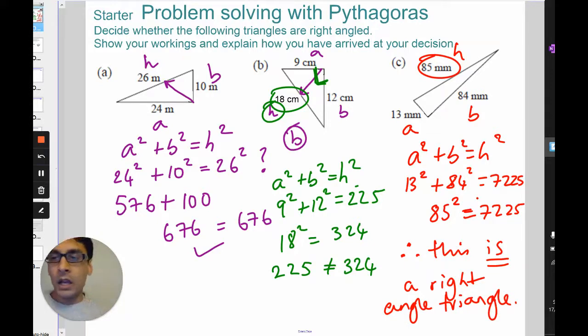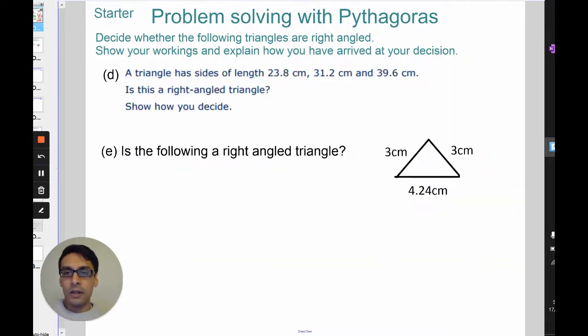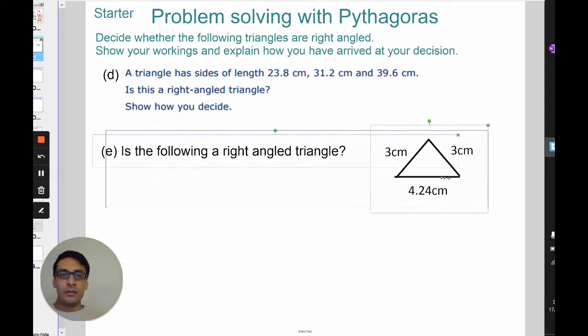Okay, I'm going to show you part 2 of the starter, so I want you to do this by yourself. So here are the 2 questions for you to try. Question D and E, pause the video, and then I will go through it in a minute. Okay, so going through these questions, a triangle has sides 23.8, 31.2, 39.6. Is it a right angle triangle? I'm going to move question E just a bit lower down.